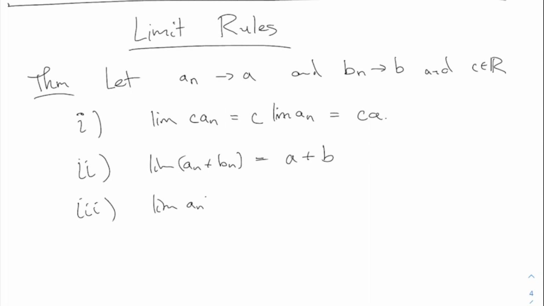lim of AN times BN? There's two things to think about. What do you want it to be? And then, is it actually that? I want it to be A times B. Is that really how you do limits?